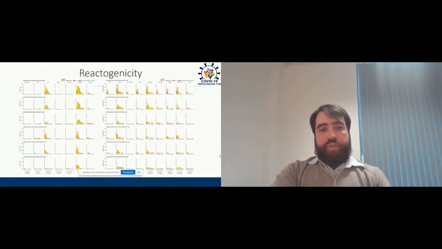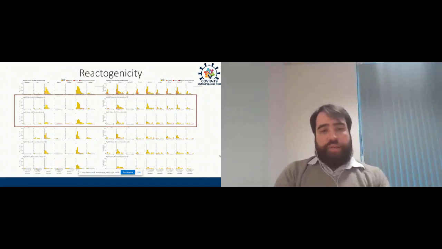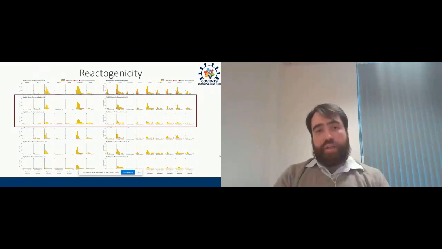And what we could see was that the reactogenicity profile with the volunteers aged 18 to 55 was pretty much similar to what we had previously observed. And interestingly, what we saw was that the reactogenicity was significantly lower in the older age groups, and even lower after the second dose.